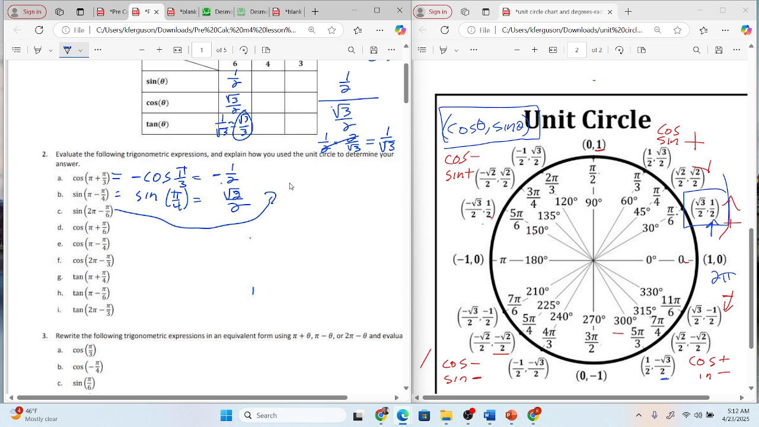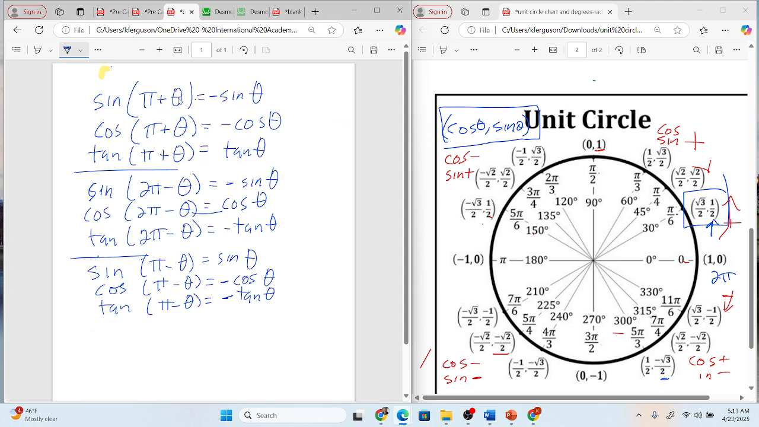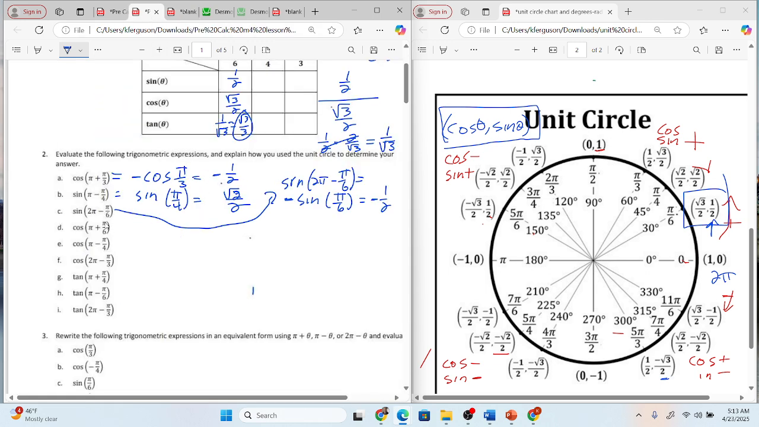So sine of 2 pi minus pi over 6 ends up being negative sine of pi over 6, right? And negative sine of pi over 6 is negative 1/2. So that's the explain-how-you-got-it stuff. While we can get the answer, it's easy, I want to see that part. I want to make sure that you're using this stuff here. So that's something you want to put in your notes.